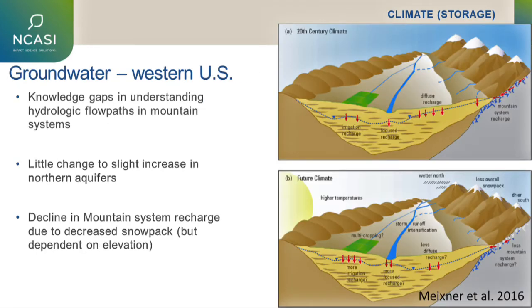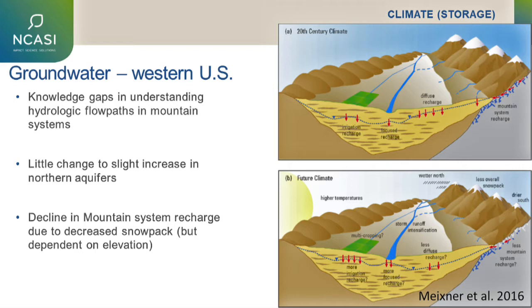Another component of storage, of course, is deeper groundwater sources. I would say there's a lot less known about this particular component of the water budget. One study, from Meixner and others in 2016, evaluated aquifers for the entire western U.S. And so they identified that there are knowledge gaps. In this diagram, the upper panel is essentially what those groundwater recharge sources are for the current climate, and then they have another scenario about some of that uncertainty and what that might look like in a future climate.